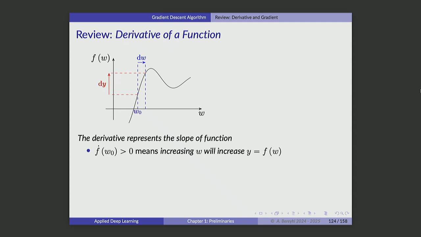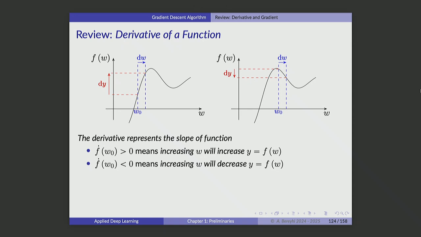Clear? Now, what about this function here? What about at this point? The derivative is negative because when I just move forward, the function is going to drop, right? Clear? The derivative is negative. The slope is negative here, right? And now, the derivative is negative. What's going to happen if I move forward? The function is going to decrease.